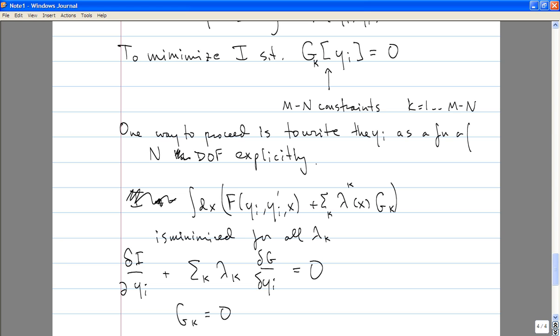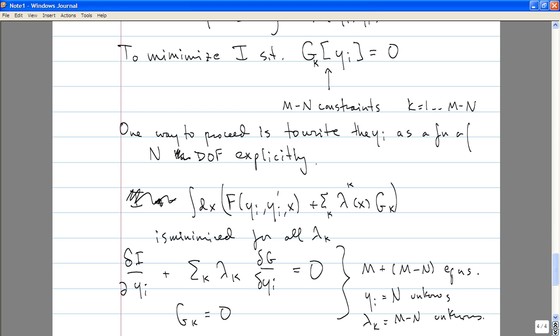So here we have a system of, the first line consists of m equations, because i runs from 1 up to m. The second line consists of m minus n equations. So we have 2m minus n equations. And how many unknowns do we have? Well, we have yi, so that's n unknowns. And the lambda k's are m minus n unknowns. So we have 2m minus n equations for 2m minus n unknowns.